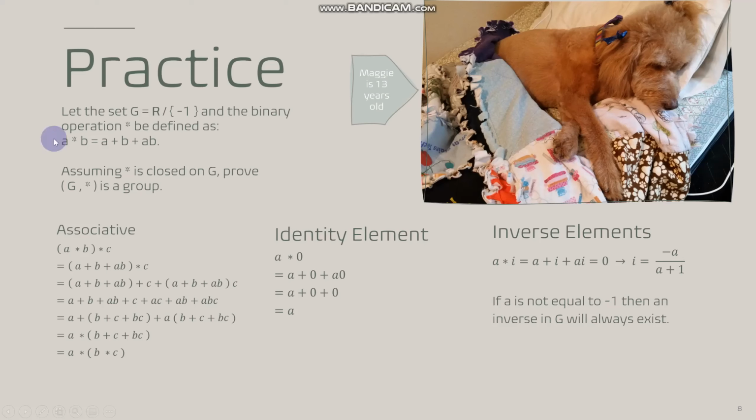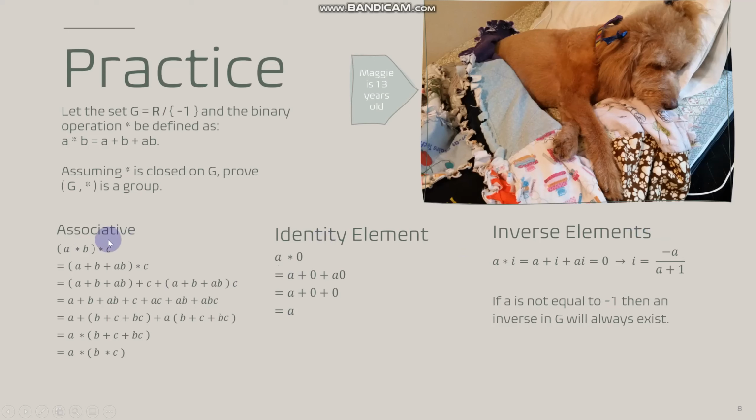All right, so assuming that we know the binary operation is closed on G, which means that for every ordered pair, a star b is going to be within the set G, we want to prove that G is a group. Now, when you're trying to prove that something is a group, you're going to focus on 3 main parts: proving it's associative, proving it has an identity element, and proving that it has an inverse element.